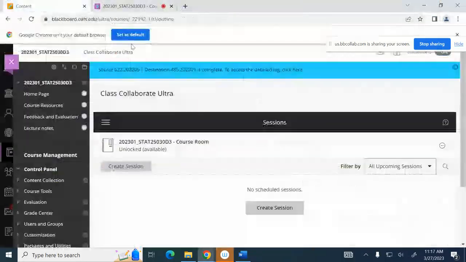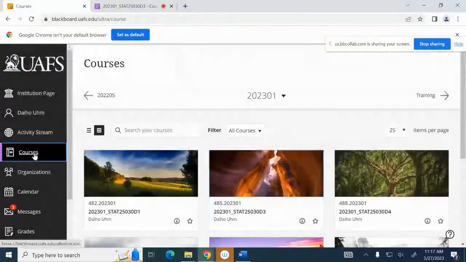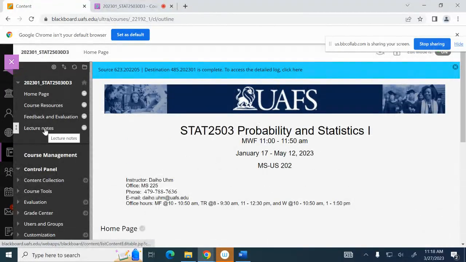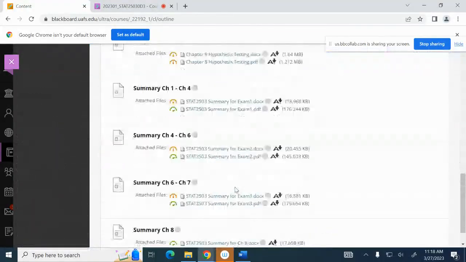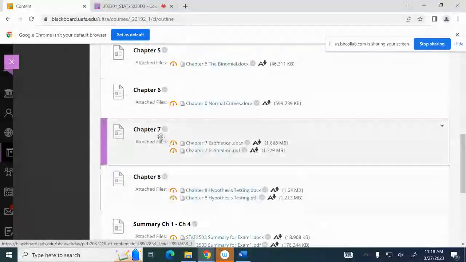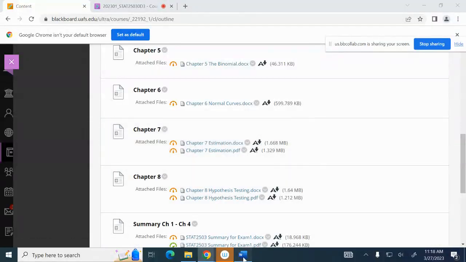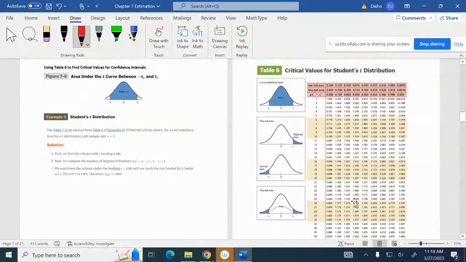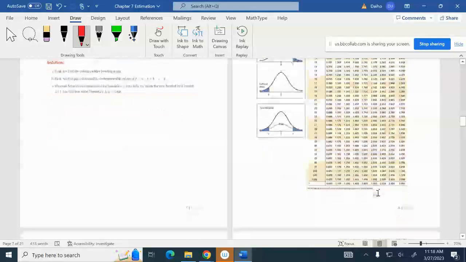You can go to Blackboard. It's Blackboard courses, 2023 Spring 01 and your section, and go to the course resource, the lecture notes. Here are the lecture notes. Please take chapter 7. It's a PDF file or Word file, it doesn't matter. Then on page number 8, you can download and print out. Please bring the t-table Wednesday. But we skipped it. Today we are going to discuss the second section.